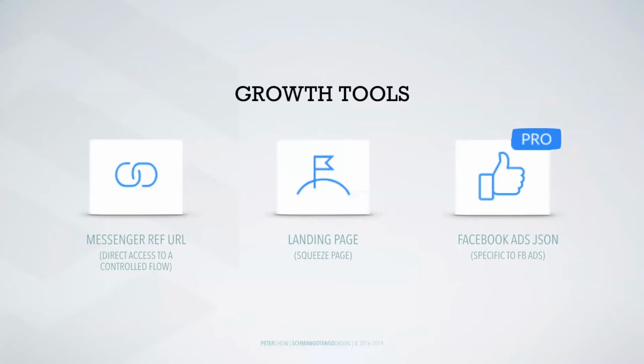Okay, Facebook ads JSON, specific to Facebook ads. The landing page, which is also a squeeze page. That means you can pretty much, if you want to, replace your landing page with these landing pages built within ManyChat. It's a very simple version. I'll show you an example. Messenger ref URL is the most flexible, and that's what I love to use the most. You can send people directly to the link, and it has direct access to a control flow. Landing page, you can still send people to the flow. I'll show you the difference.